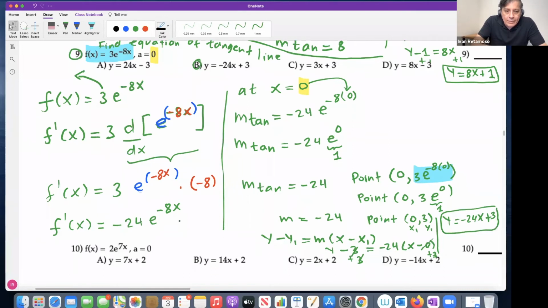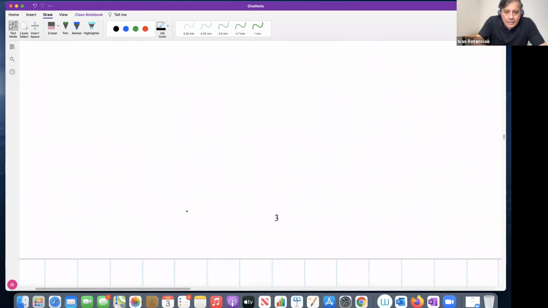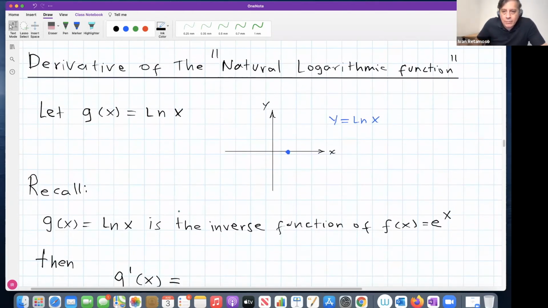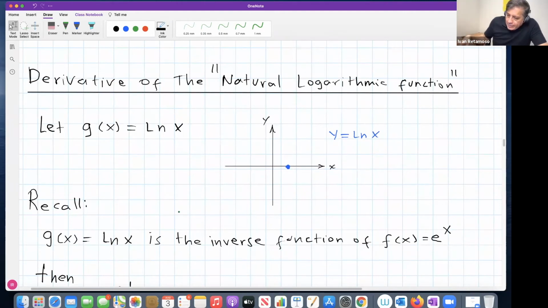All right. This one you can do at home, it is similar, but now we must talk about the derivative of the natural logarithmic function. Remember, guys, from pre-calculus or from your previous knowledge, the natural logarithmic function is the inverse function of the natural exponential function. The natural exponential function was like this, increasing this way. And this new function is just the mirror image of that function.